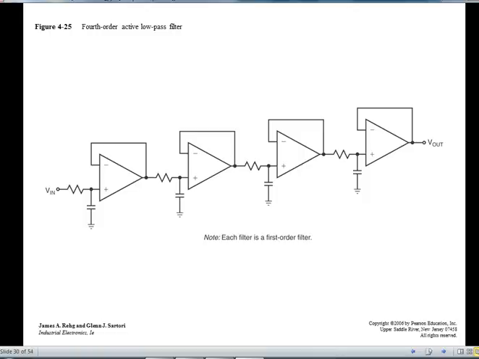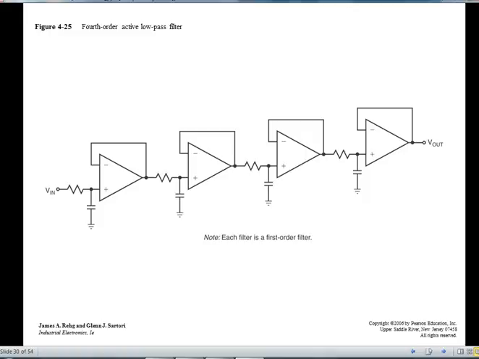Now I can daisy chain these guys together, and now I have a fourth order active low pass filter. So in a regular low pass filter, I've got 20 dBs per decade, and my slope going down. Now I've got 20, 40, 60, 80 dBs per decade because I have 4 of these guys put together.